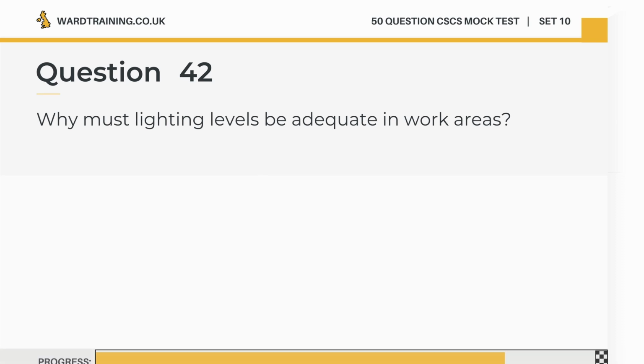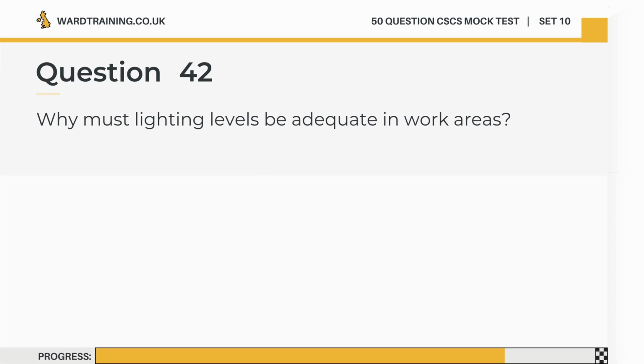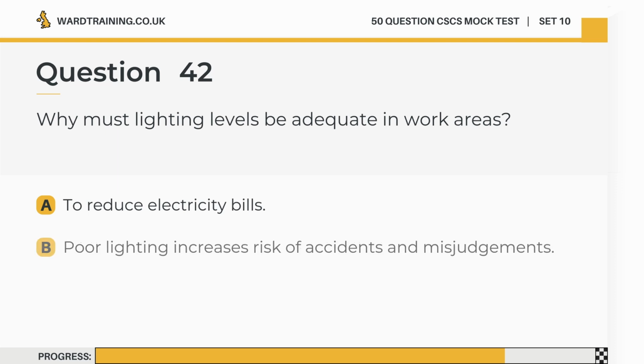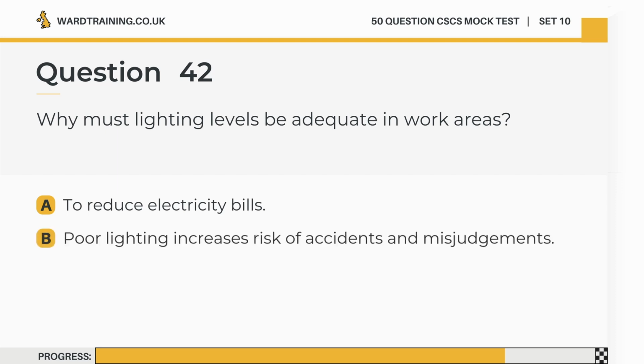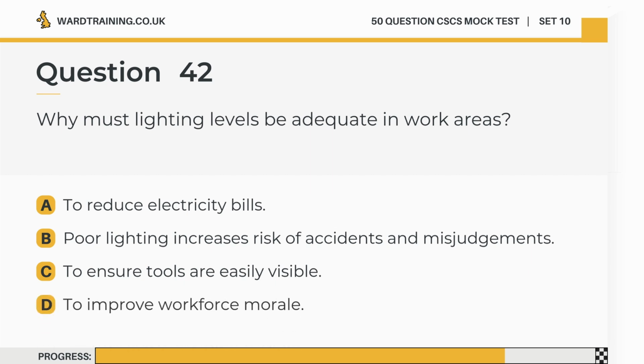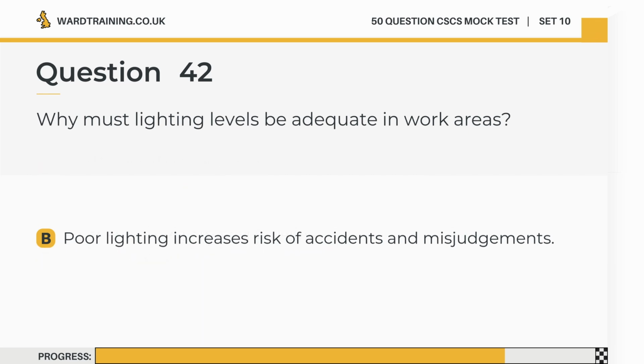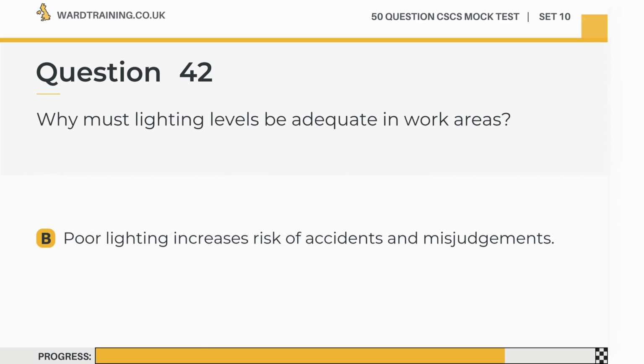Question 42. Why must lighting levels be adequate in work areas? A. To reduce electricity bills. B. Poor lighting increases risk of accidents and misjudgments. C. To ensure tools are easily visible. D. To improve workforce morale. The correct answer is B. Poor lighting increases risk of accidents and misjudgments.